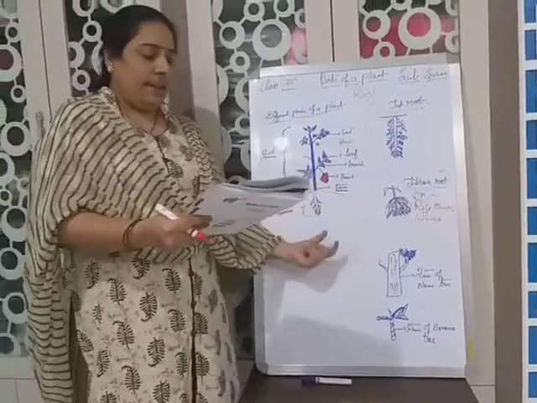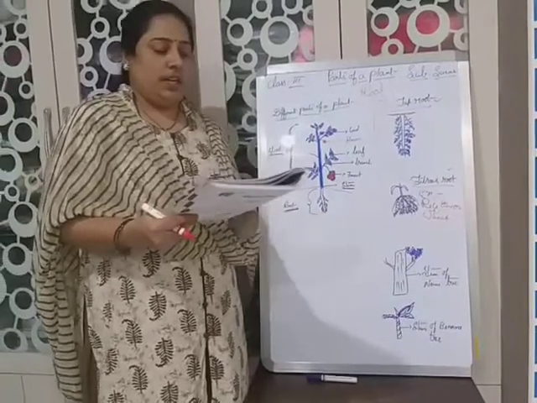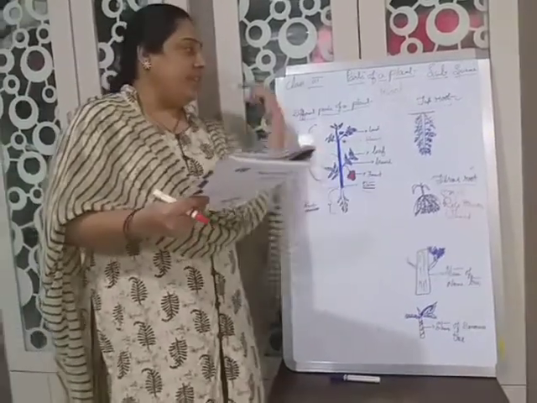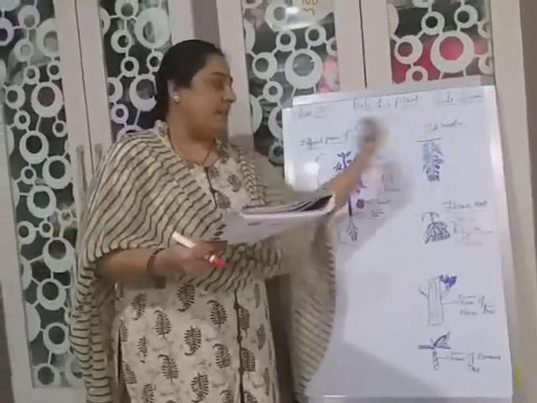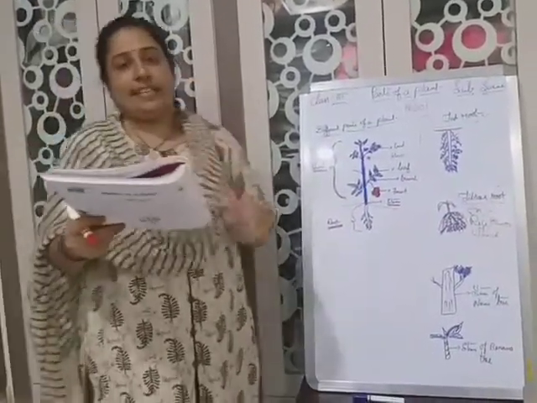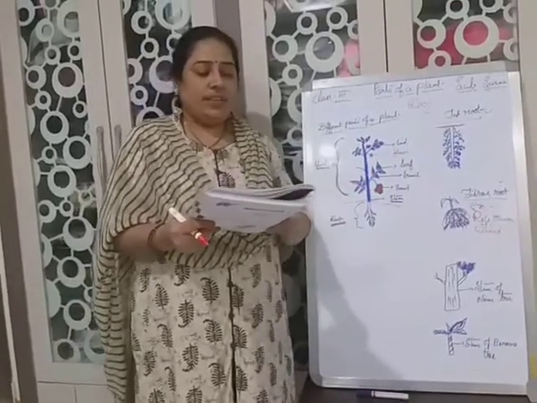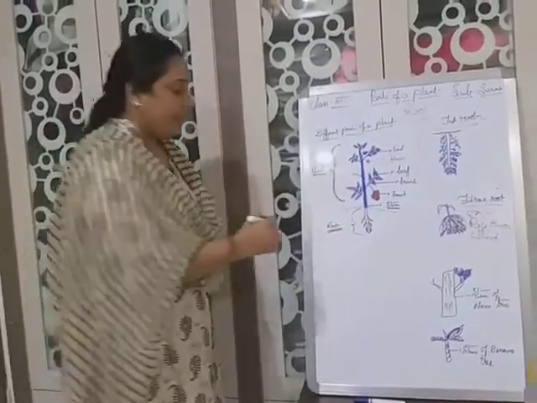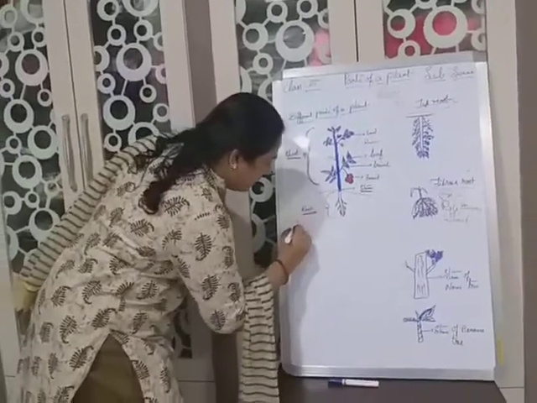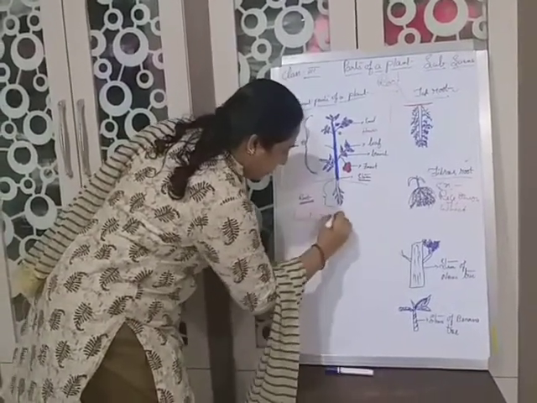Okay. Coming to the functions of the root system. We have seen two types of root system. One is taproot system, another one is fibrous root system. Now we'll see the functions of the root system. The root fixes the plant in the soil. What are the functions of the root system?